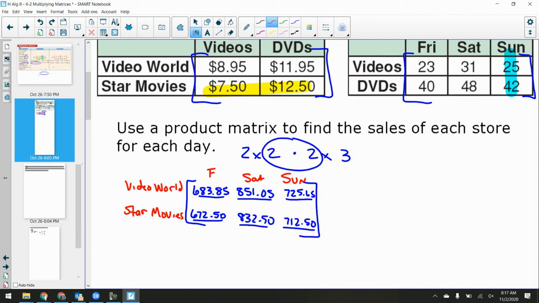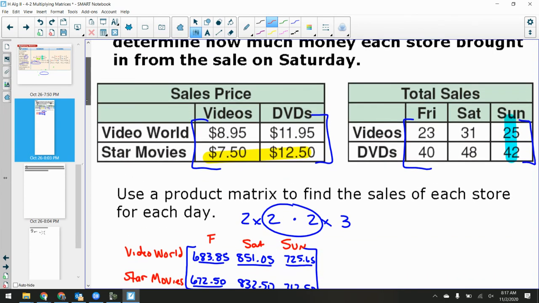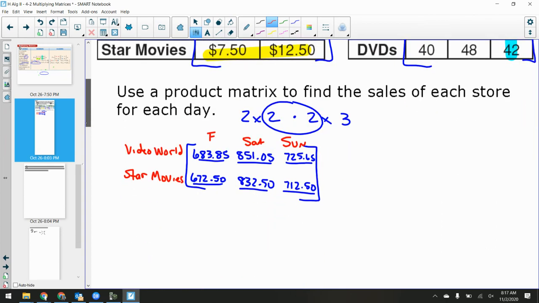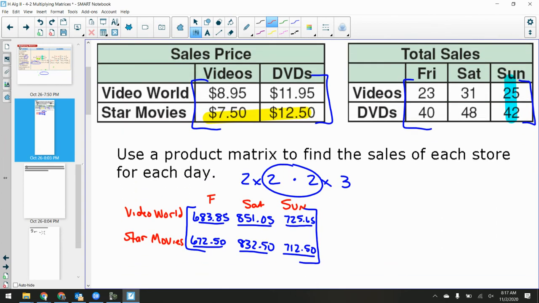So the initial problem asked, how much money did each store bring in on Saturday? Okay, Video World brought in $851.05. Star Movies brought in $832.50. Questions about that?